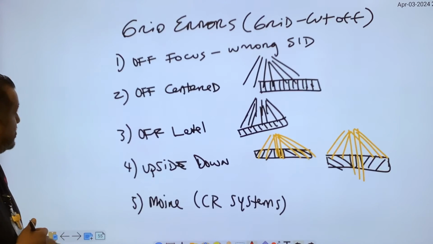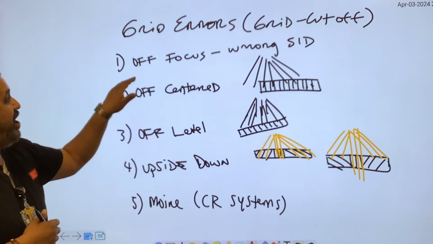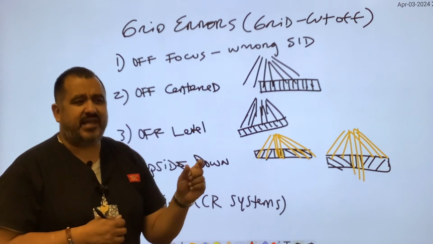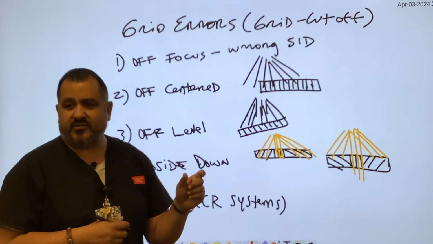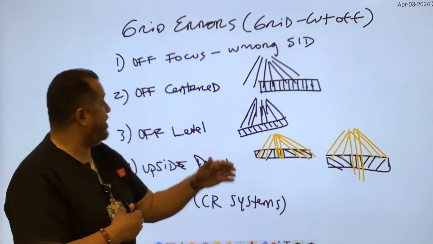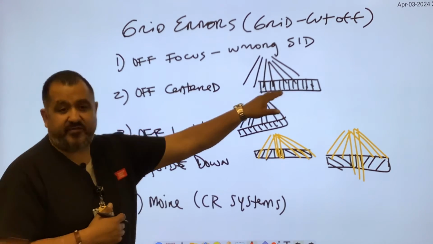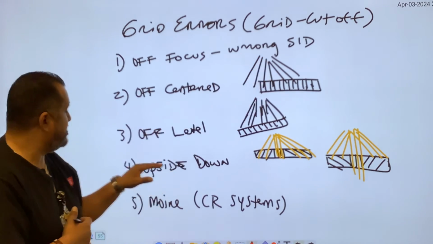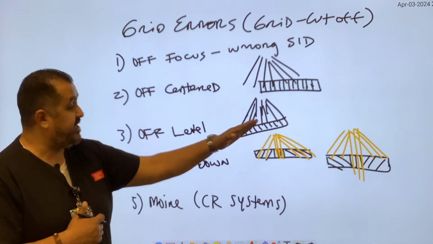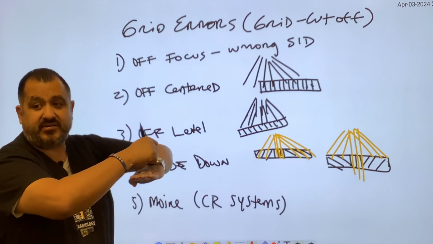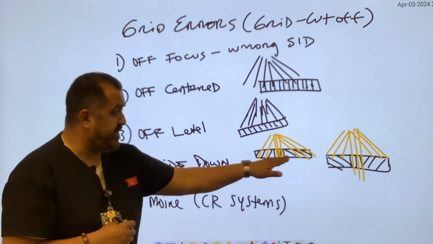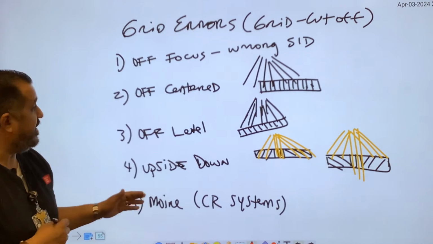Again, I'll go back to this one here. I'll do a quick rundown. Off focus is you have the wrong SID. There's going to be an indication of the focal range that's indicated on the grid. It'll tell you what you can use as your SID. All right. Off-centered, you don't have your grid centered to your central ray. Off-level or off-angle, this is where the grid is angled. It's not supposed to be angled. It has to be perpendicular to the central ray. Upside-down grid, we said that's more going to be related to focus grids. And then we have the Moire pattern.